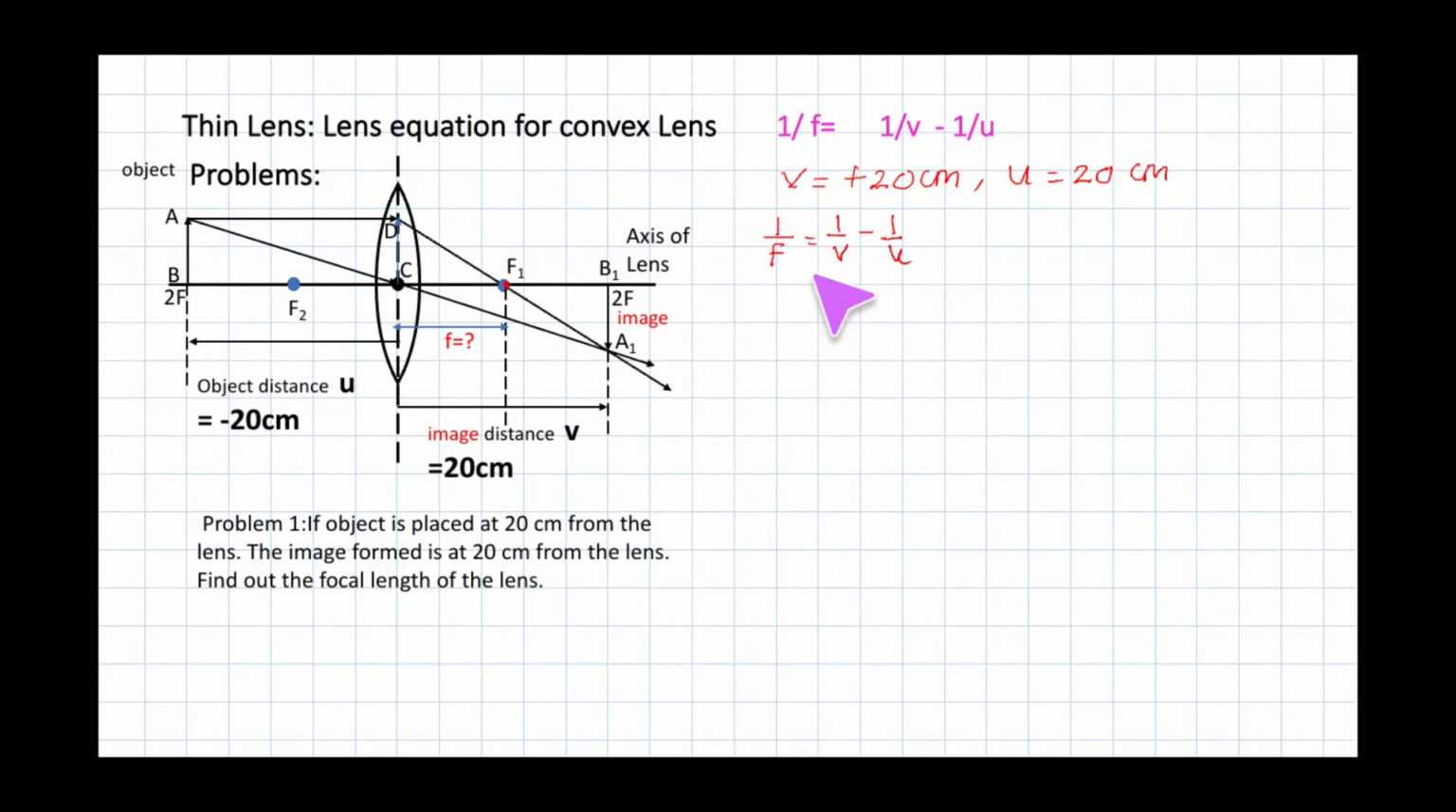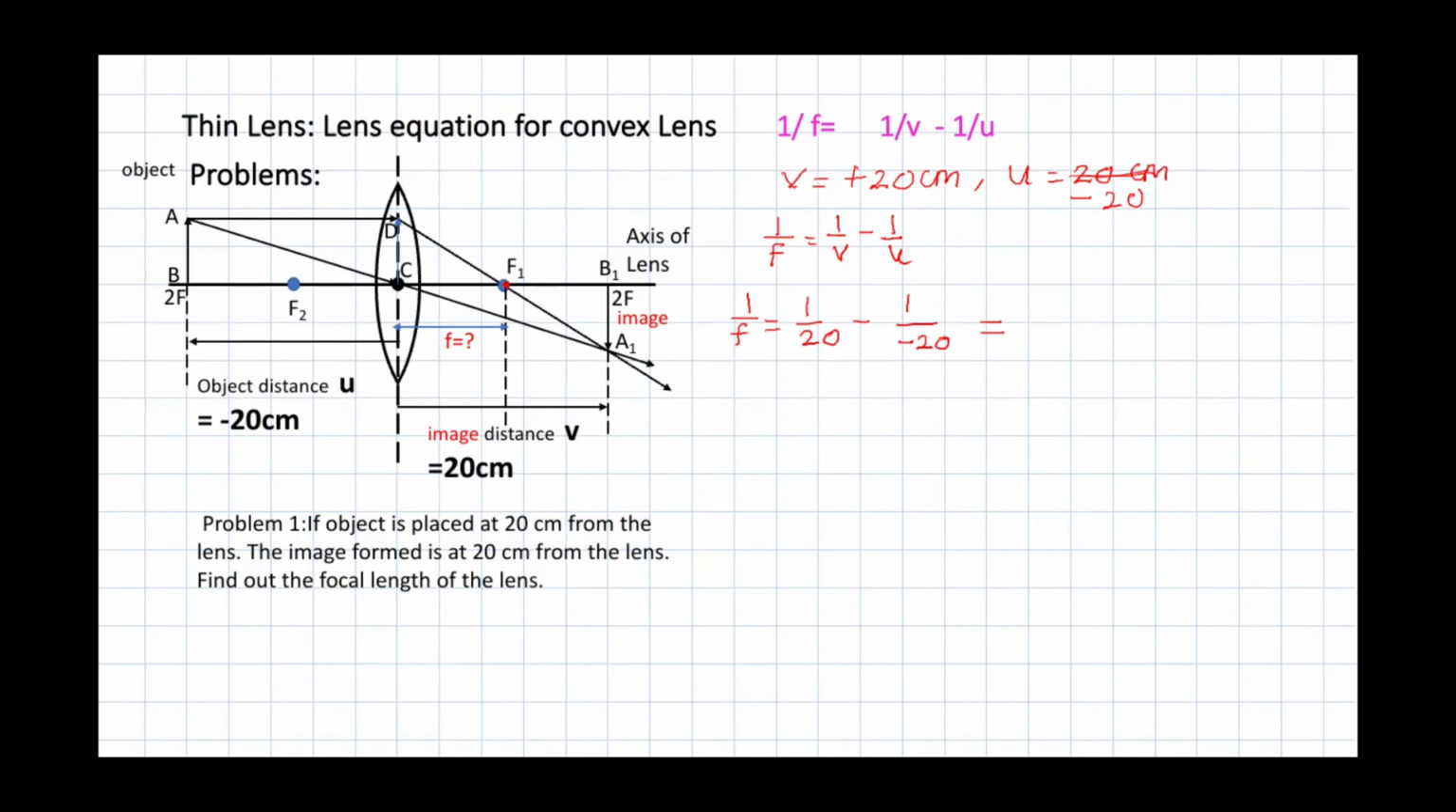Now we need to put the values. Remember that sign conventions are most important. Here u is 20, but as the distance is to the left, the value of u is minus 20. So it should be minus 20 and v is plus 20. So 1 upon f is equal to 1 upon 20 minus 1 upon, remember the value of u is minus 20, so here we need to put minus 20.